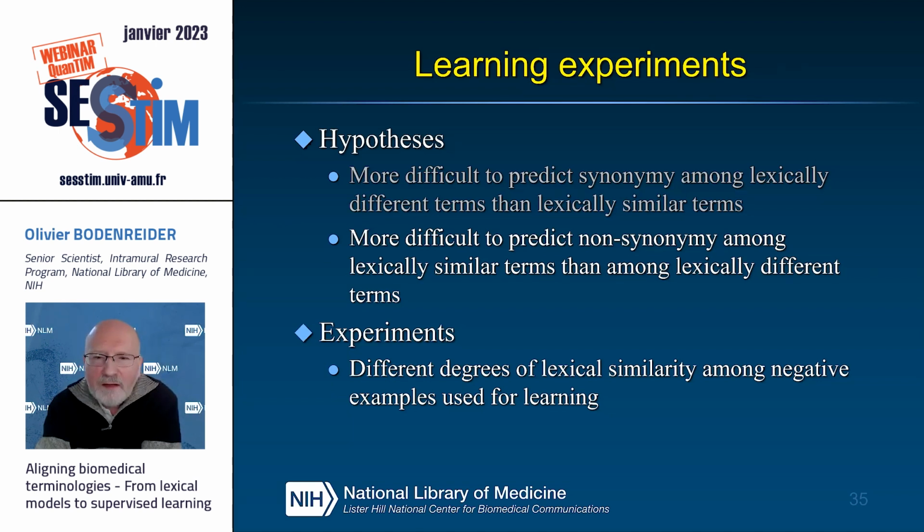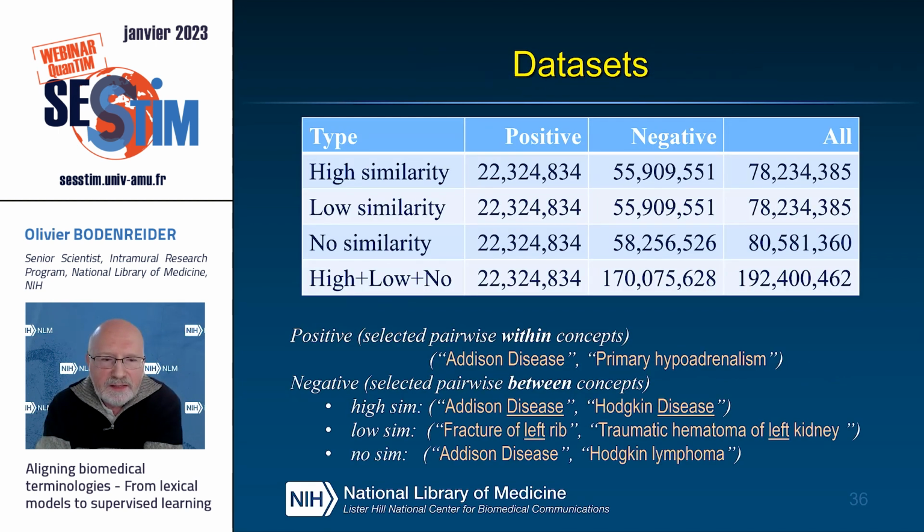That's the kind of thing I was talking about with nail and nail, the words that have different meanings, or cold and the acronym for chronic obstructive lung disease, for example. They are the same string, but they mean completely different things. So we ran experiments and we took into account different degrees of similarity in the learning as well as in the testing.